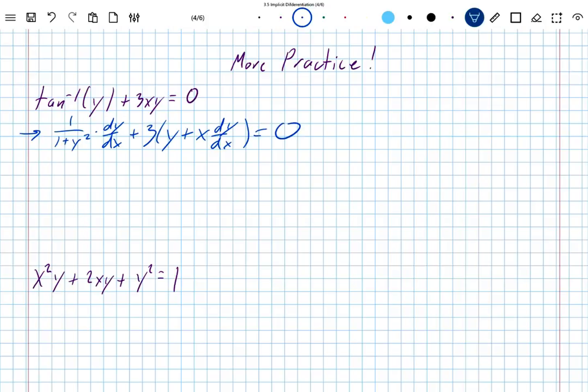Okay, same game now. Everything with the dy/dx comes to one side. I'm going to do this even a little faster. I already know it's going to factor out, so dy/dx looks like I have a 1 over 1 plus y squared. Looks like I also have a 3x. And those are the only things I see multiplying a dy/dx. I'm going to bring everything without to the other side.